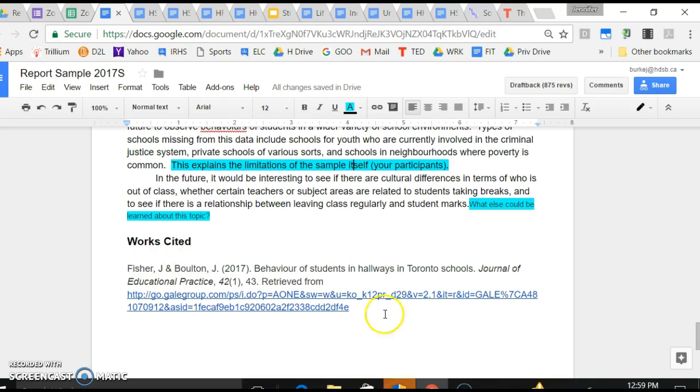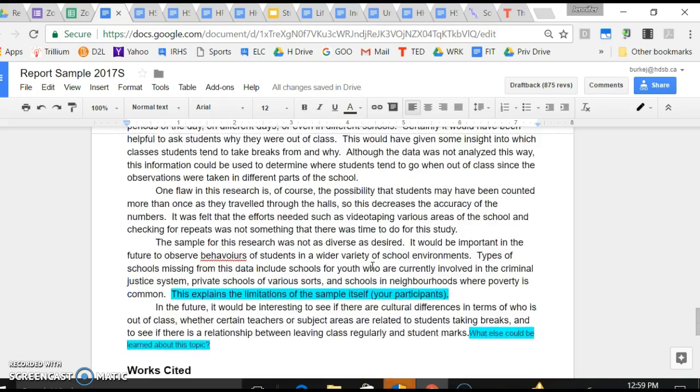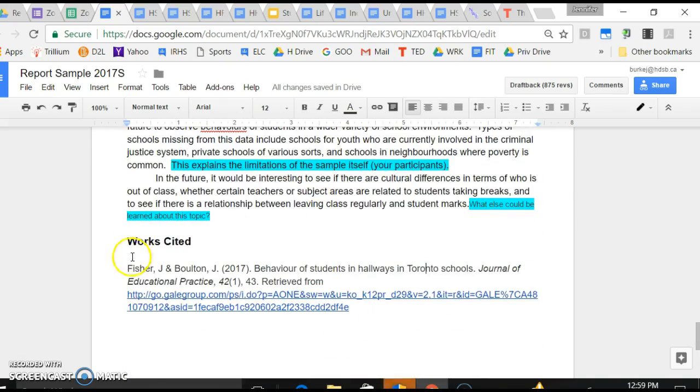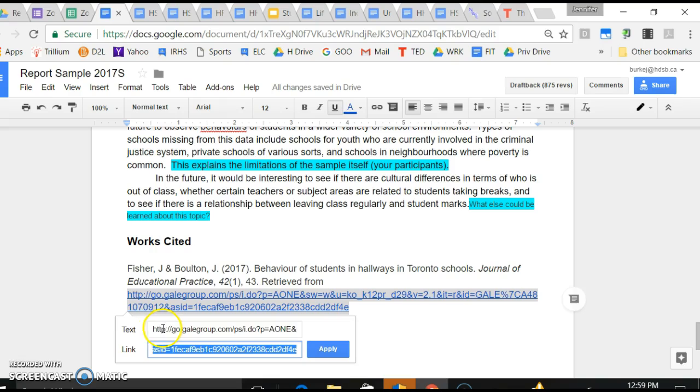The works cited should just be one link. You don't necessarily have to do this whole works cited format. Just give me the link to the article, but please make the name of it this here, whatever the article was called. That way I can go into those databases. Actually, I also need to know which database it was. So what you might have here might be something along these lines: Academic OneFile, behavior of students in hallways in Toronto schools. And you would make sure that was spelled right and everything like that.